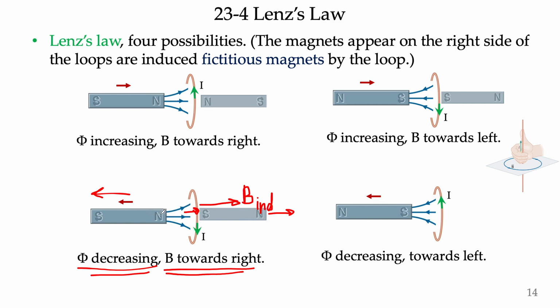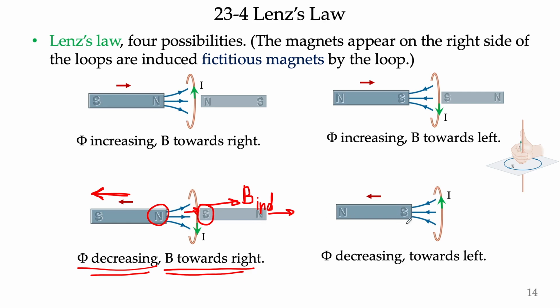So what's happening is you are pulling the bar magnet away from the loop, but the loop itself is trying to oppose you as always, and is trying to pull the bar magnet back to itself. You can see that this is north, this is south. So it's always opposing whatever this bar magnet is doing.